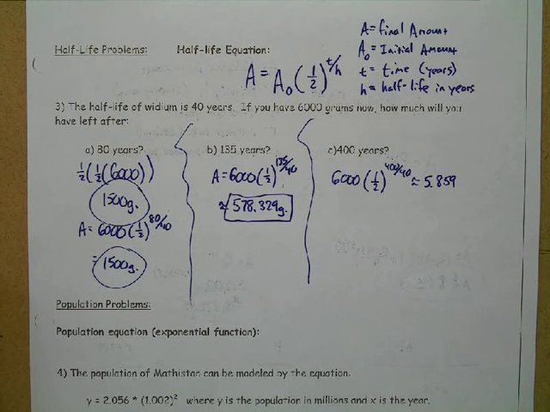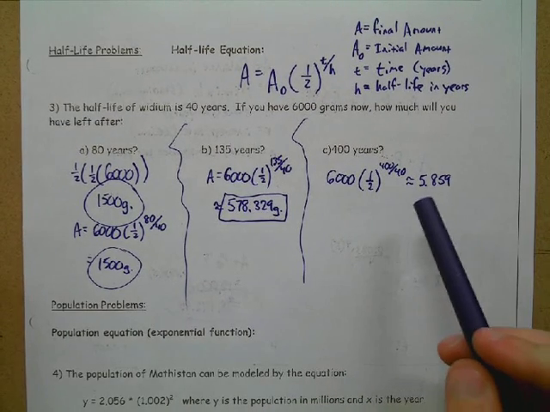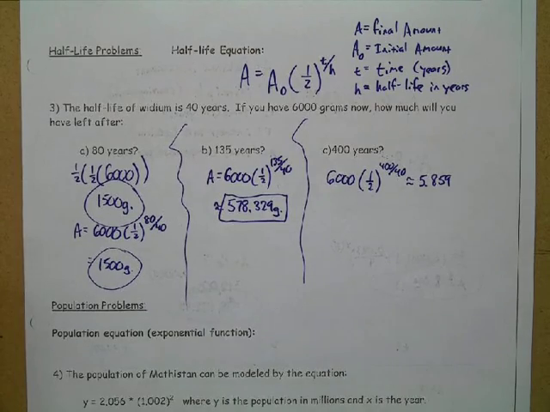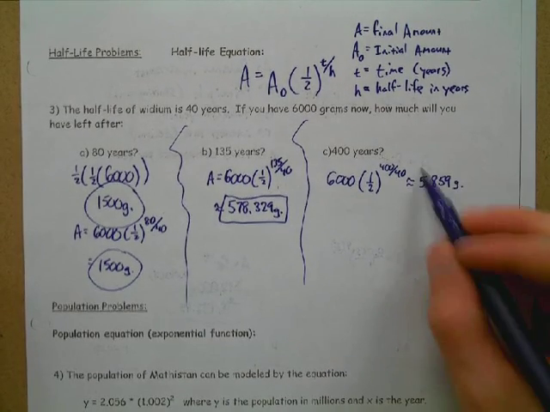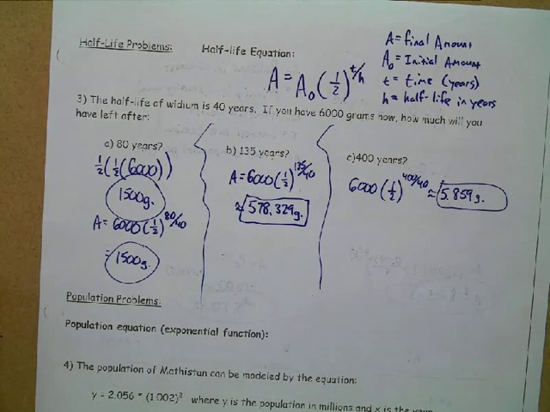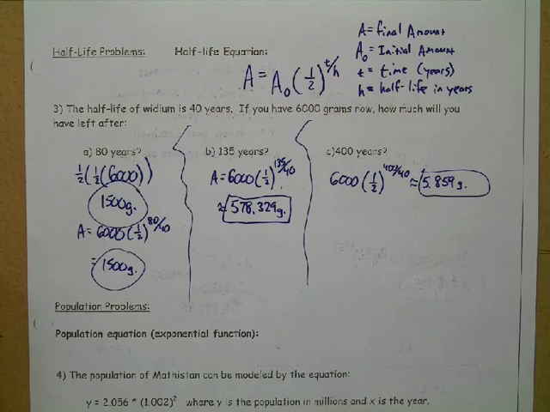Also be that 5.859, which you can kind of see here. 400 over 40 is 10, so 1 half to the 10, then times 6,000. So just multiply it over and over and over again. So not even necessary to use the equation there either. But if you did, that's okay, because that's what it's there for. Questions on half-life? Okay.